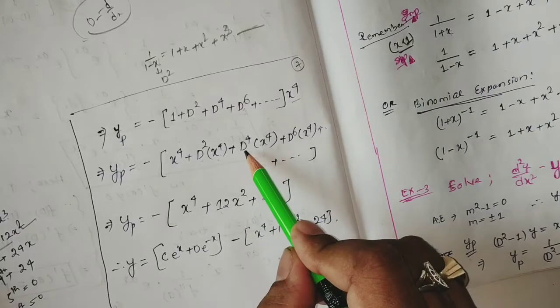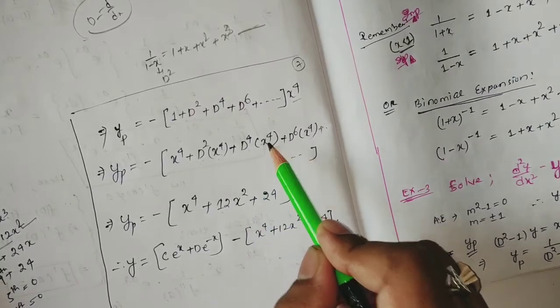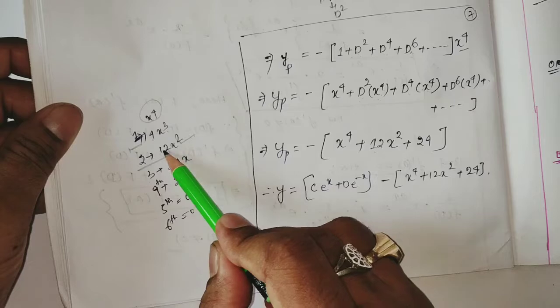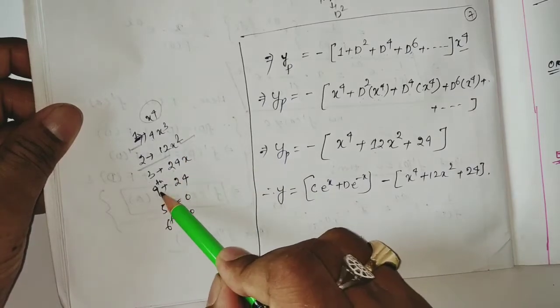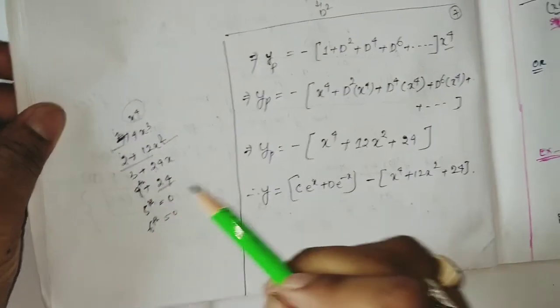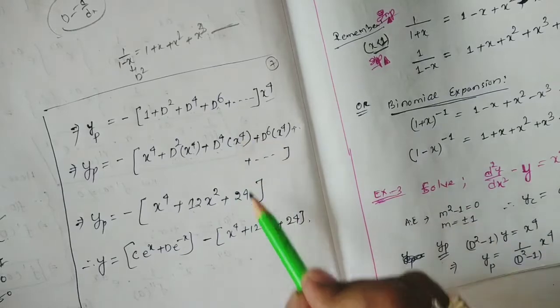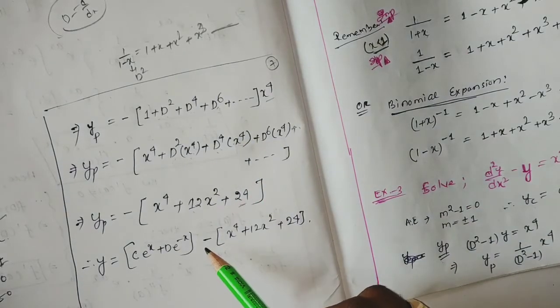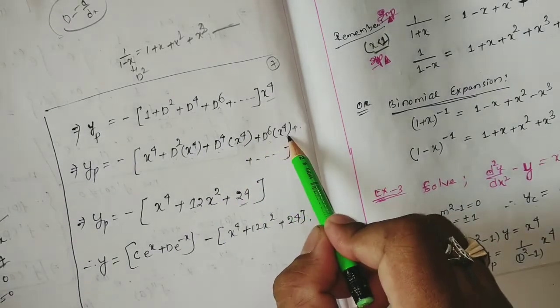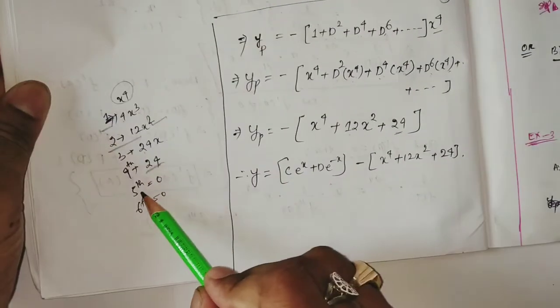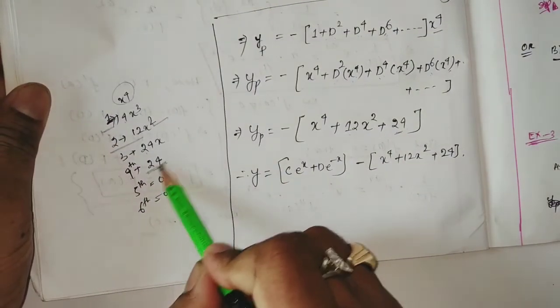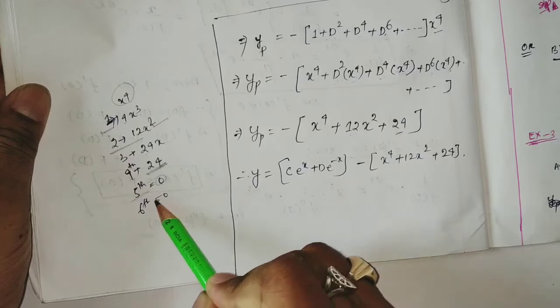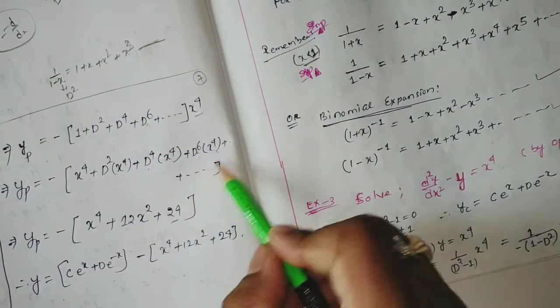Then D to the power 4 is nothing but the fourth derivative of x to the power 4. The third derivative is 12 into 2, 24x, and the fourth derivative is 24 only. So the fourth derivative of x to the power 4 is 24, right? Then the sixth derivative of x to the power 4. The fourth derivative is 24, the fifth derivative is 0, and the sixth derivative is obviously 0, so no need to write it.